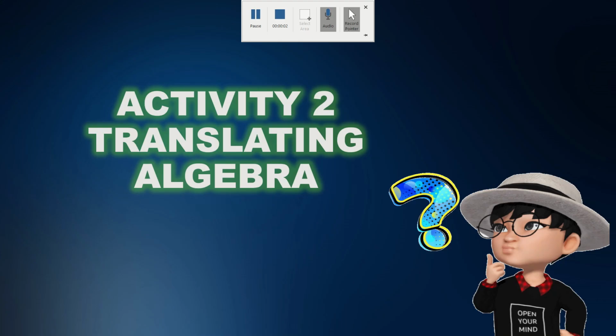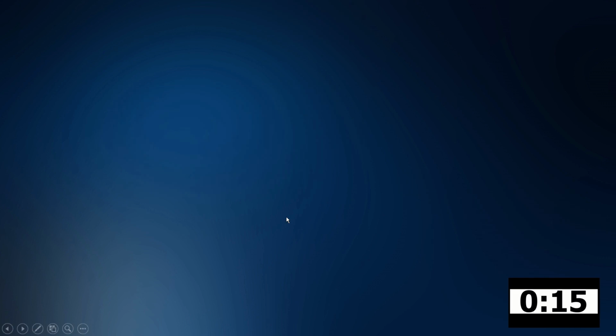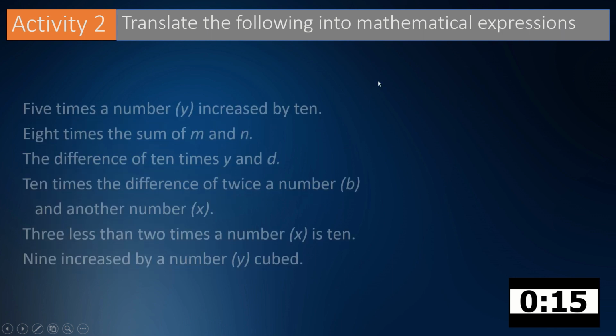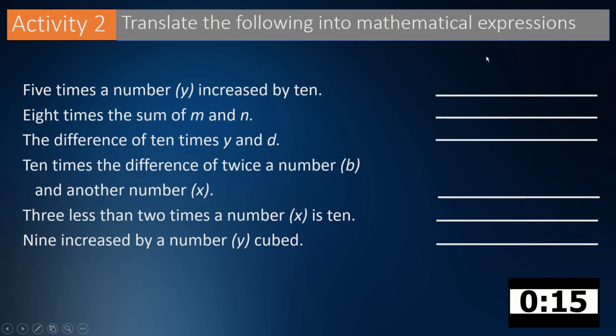Our next activity is called translating algebra. In this activity, you're going to translate an English phrase to mathematical expression. Activity number 2. Translate the following into mathematical expression. Okay? So for example, we're going to translate 5 times a number y increased by 10 in mathematical expression. The answer is 5y plus 10. This time, I will allow you to answer the remaining questions and I will only give you 15 seconds to answer it. Timer starts now.